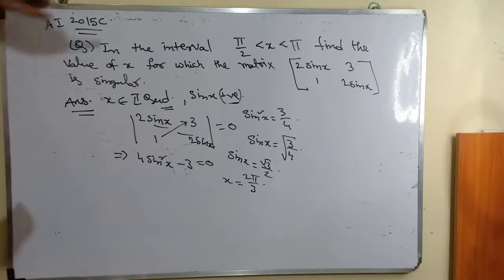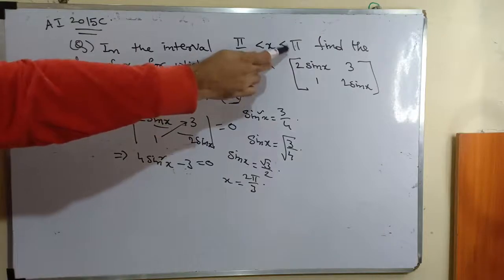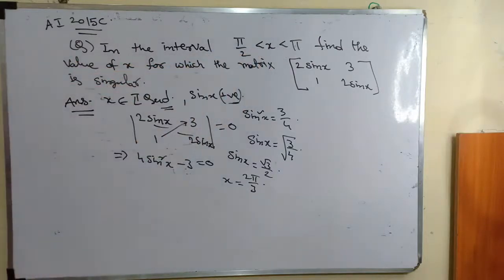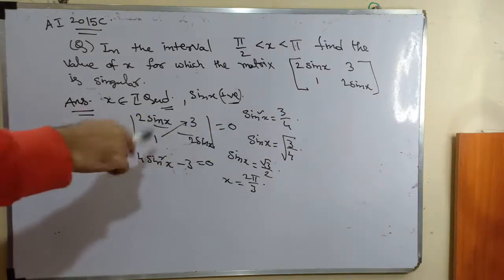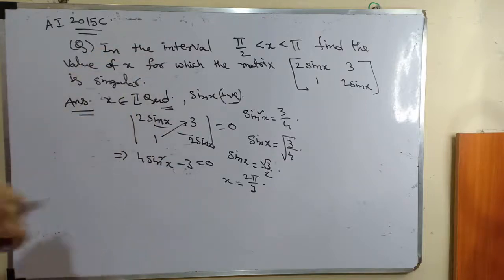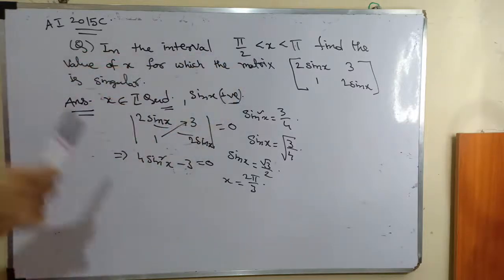And 2 pi by 3 belongs to pi by 2 less than x less than pi, that is, it belongs to the second quadrant, that is 120 degrees. Hence the answer. You should not write the negative value of sin x because sin x is positive here. That is the reason this question is challenging. People may write sin x is equal to plus or minus square root of 3 by 4, which is absolutely wrong, because x belongs to the second quadrant, so sin x is positive. So this is the idea. Please note it. Let's move on to the next question.